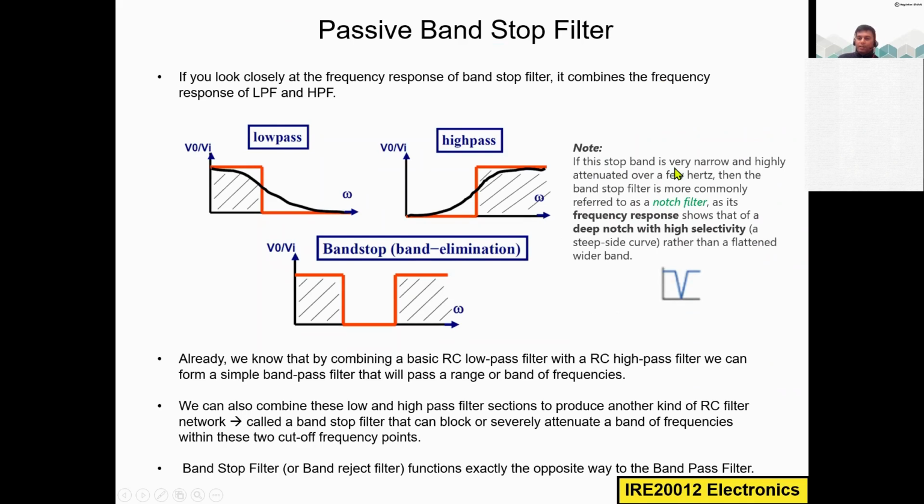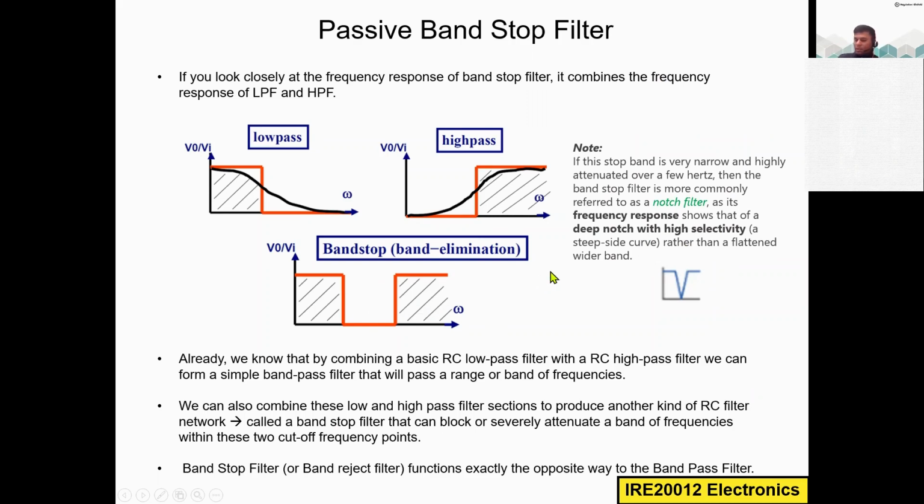So if the stop band is very narrow and highly attenuated over a few hertz, then this band stop filter is most commonly known as a notch filter. So here you can see the bandwidth of the stop band. It's quite wide. So instead of having this kind of very wide band, if this band is very narrow, then the same band stop filter is called a notch filter. Okay, so the notch filter frequency response is really very narrow, as you can see here.